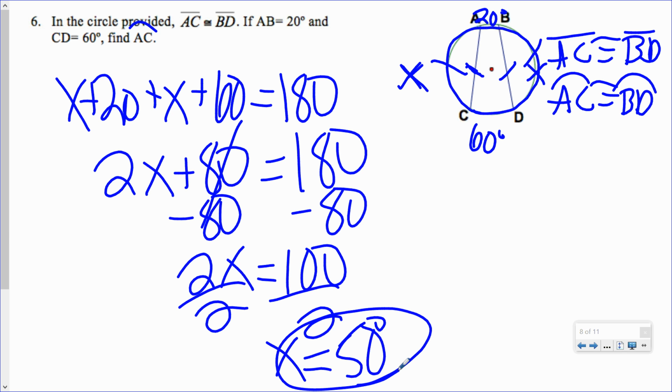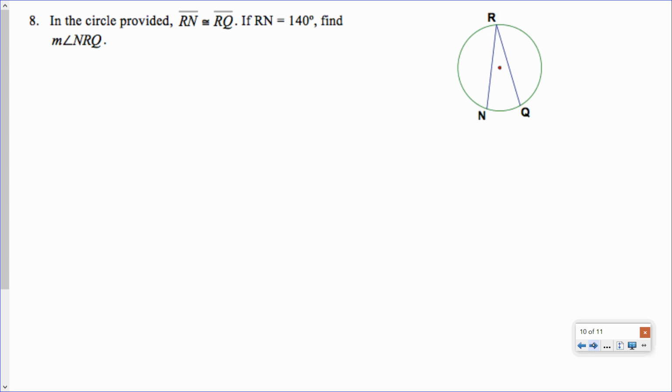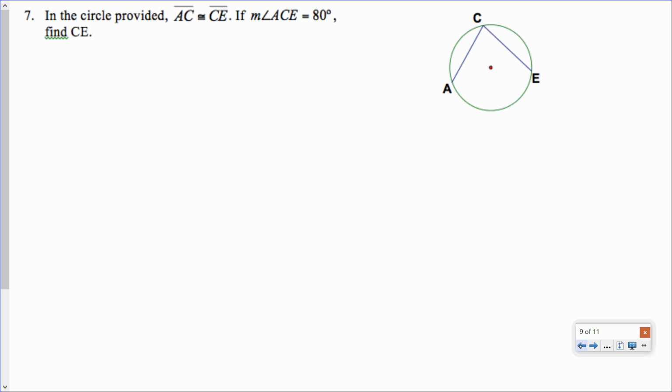So again, when you have congruent chords, you also have congruent arcs, and then you may utilize that into what we did on Monday. I think I'm just going to do one more, and then you'll finish the rest on your own.